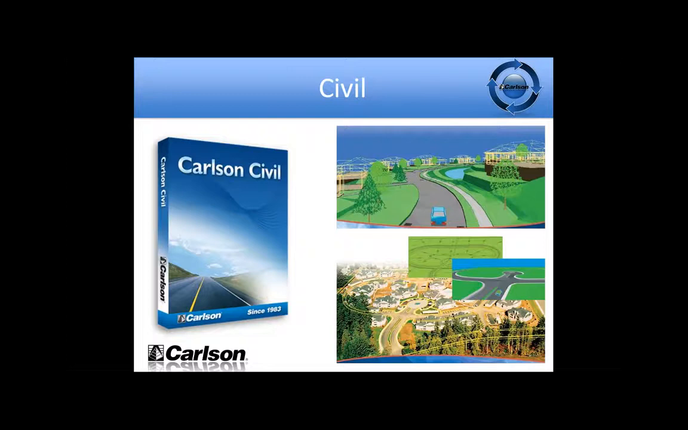Carlson Civil is used for grading design, roadway plan and profile, and subdivision design. It can produce cut and fill maps for you in color. It can also produce cross-sections and material quantities for site development and roadway design projects.